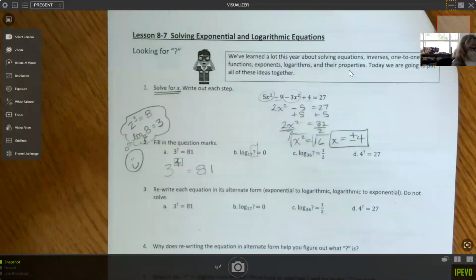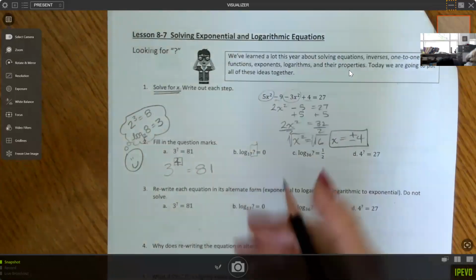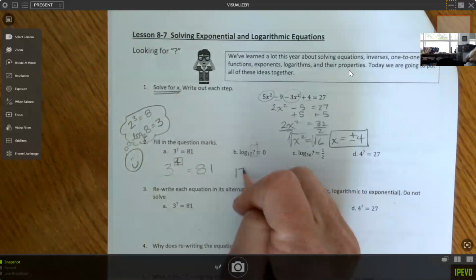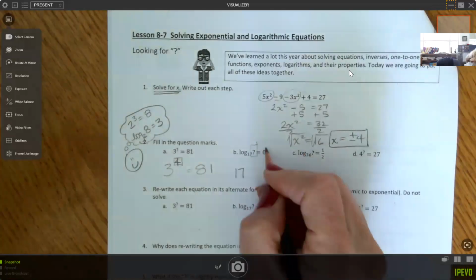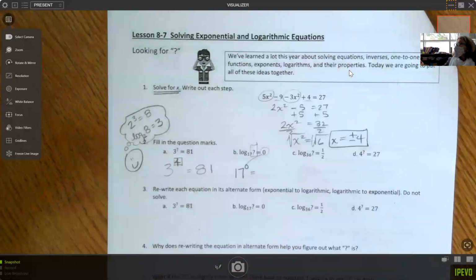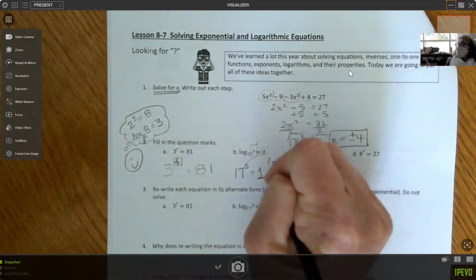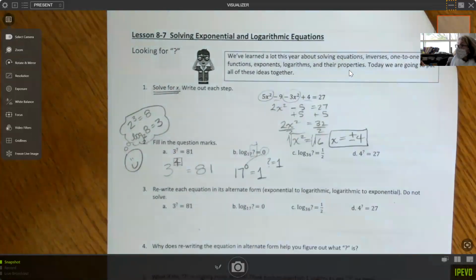So with something like this, it's easier if you switch it: my base is 17 and my exponent is 0. Now this is super friendly. What's 17 to the 0 power? Okay, so that means my question mark was 1. You ask the log question of 1, no matter what the base is, and the answer is going to be 0.